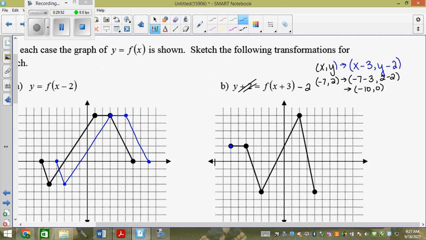A little bit off the graph. Then I find my next one. It's at negative 5 and 2. So I get negative 5 minus 3. Negative 5 minus 3, 2 minus 2. So I'm going to get negative 8 and 0. And then I connect to them. And I go to my next one.